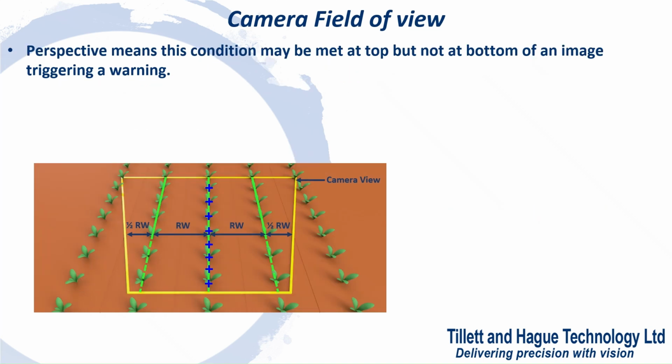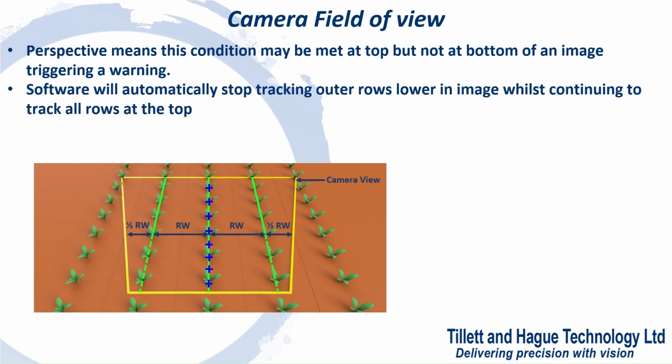Perspective may mean that this condition is met at the top but not at the bottom of the image, and this will trigger a warning. However, it's only a warning. Our software will automatically stop tracking outer rows lower in the image while continuing to track all rows at the top.